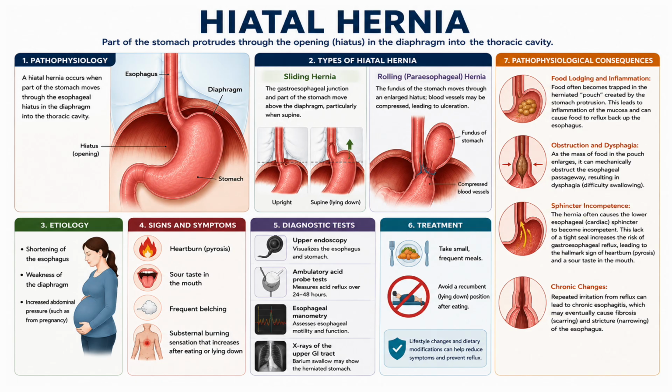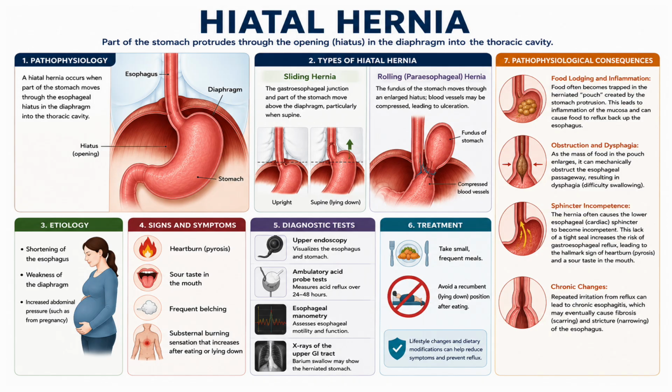Because hiatal hernias often make the lower esophageal sphincter incompetent, the most common symptom is heartburn, known as pyrosis. Patients frequently report a sour taste in the mouth or frequent belching. A key diagnostic clue is that the substernal burning sensation typically increases after eating or bending over or lying down, as these actions facilitate the reflux of gastric contents.